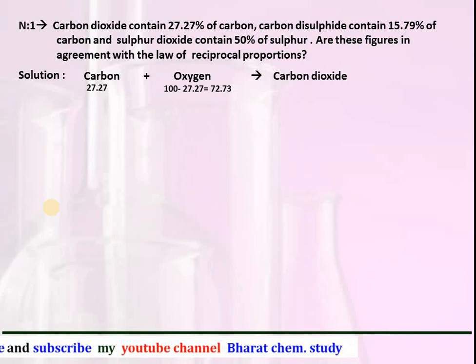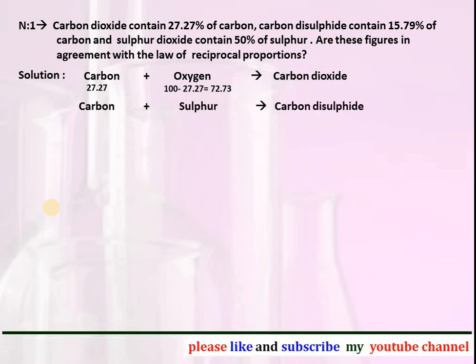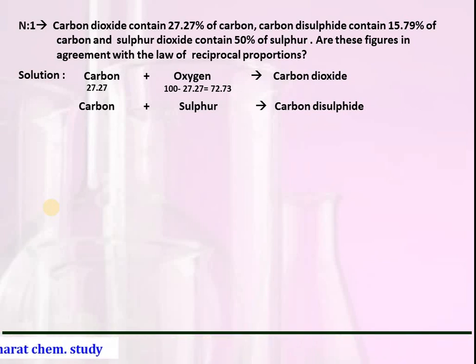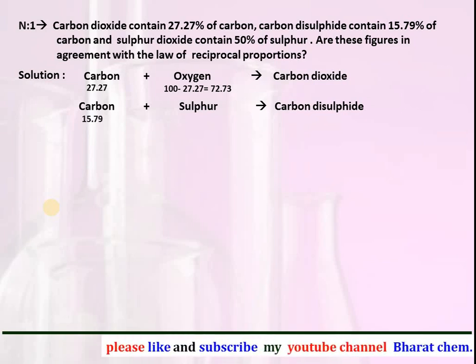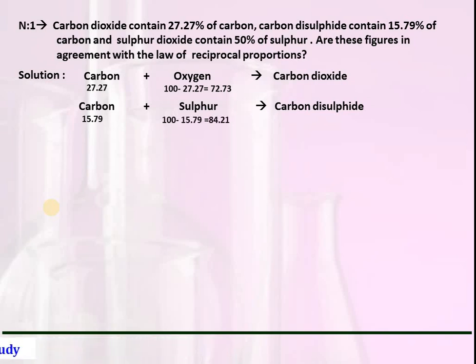Let's make the equation for the second product, that is carbon disulfide. In carbon disulfide, carbon reacts with sulfur to form carbon disulfide. The weight of this carbon is given as 15.79%. So that means to calculate the weight of sulfur, we have to subtract the weight of carbon from 100, and the weight of sulfur comes to be 84.21%.